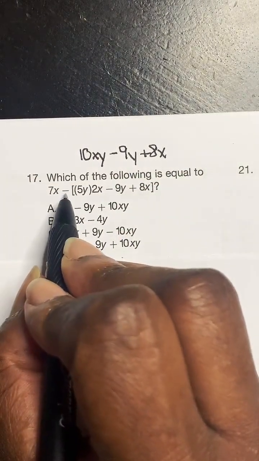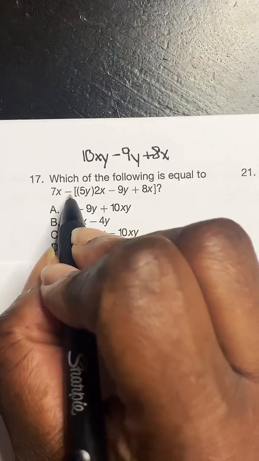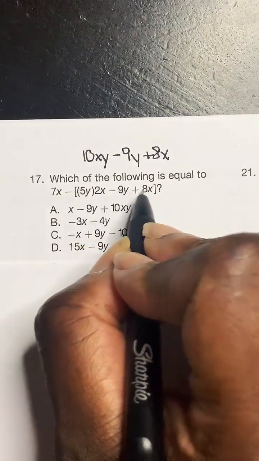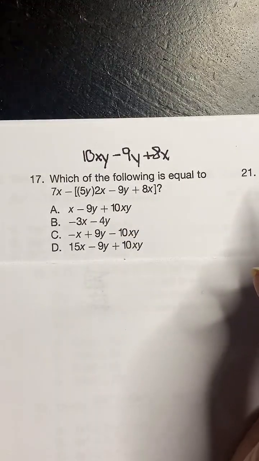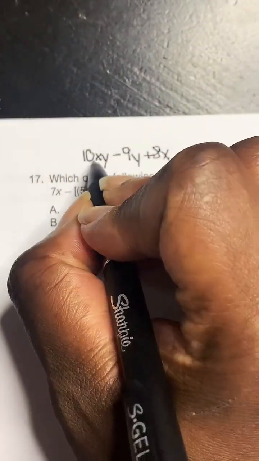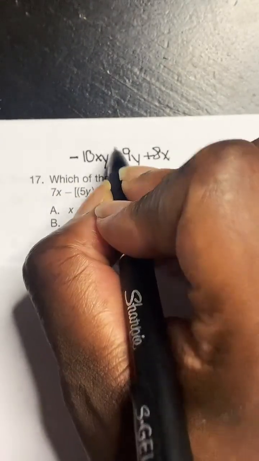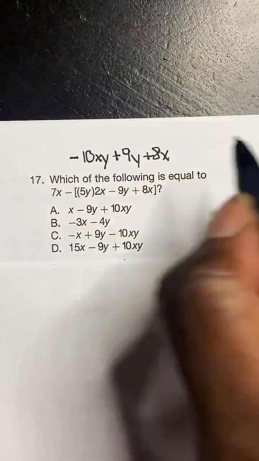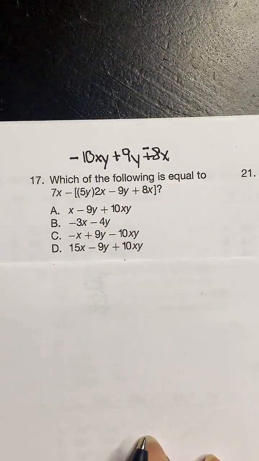But outside of it, there is a minus sign or a negative. Notice it's outside of a bracket. So that means everything inside of here has to change their signs. So instead of a positive, this is going to be a negative. Instead of a negative, this is going to be positive. Instead of a positive, this is going to be negative.